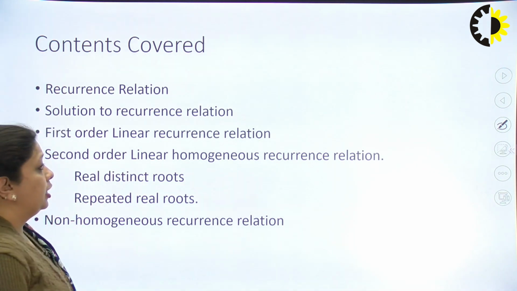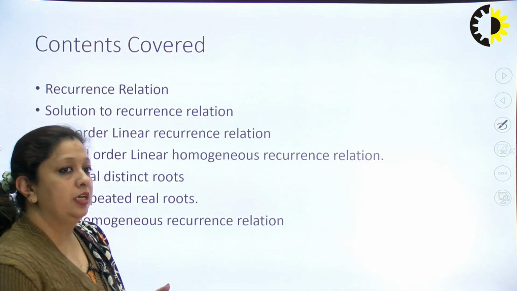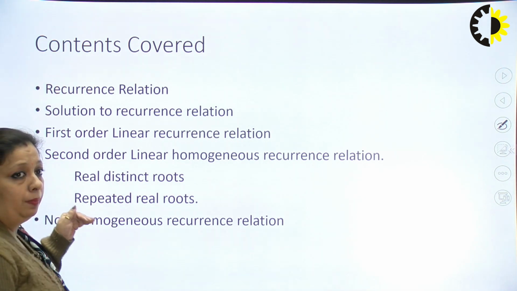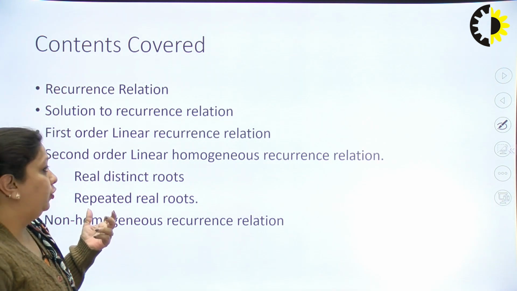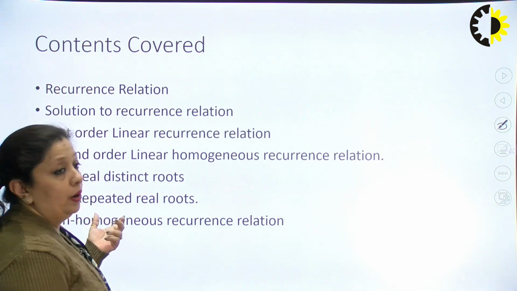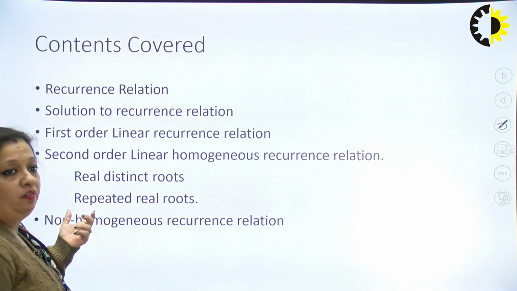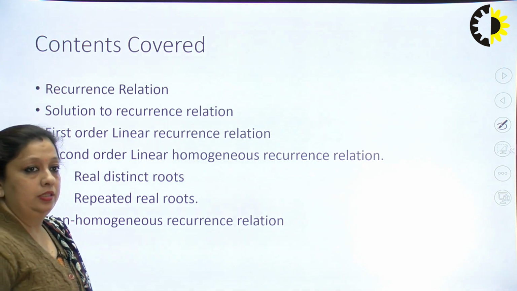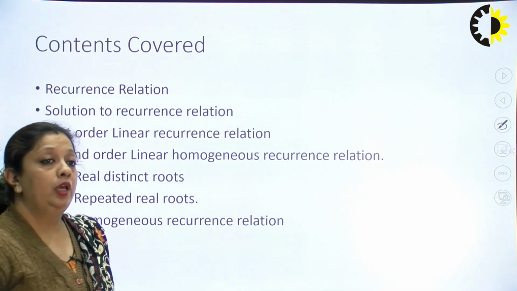Next we will be discussing a second order linear homogeneous recurrence relation, and we will also be discussing the solution to this type of recurrence relation. In the solution part, we will be discussing how to solve a recurrence relation of this type if the roots which we find out are real and distinct roots. And we will even discuss a question based upon how to solve a recurrence relation if the roots which we find out are of repeated nature. At last, we will be discussing what are non-homogeneous recurrence relations and how we solve such type of relations.